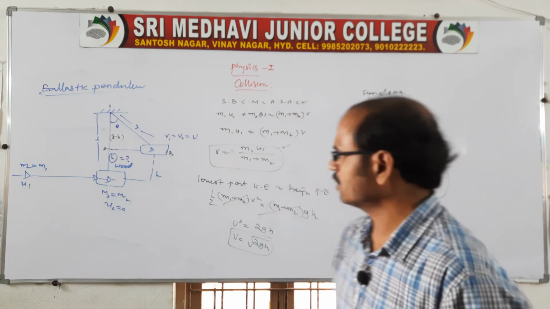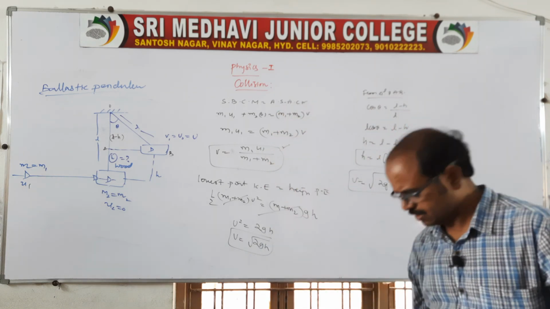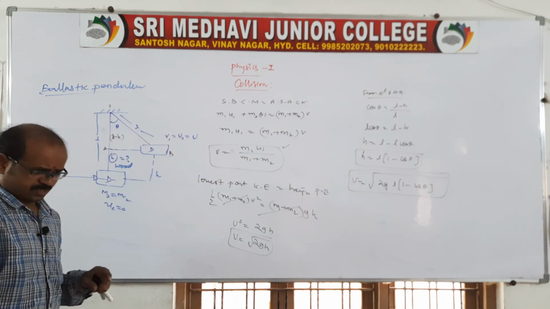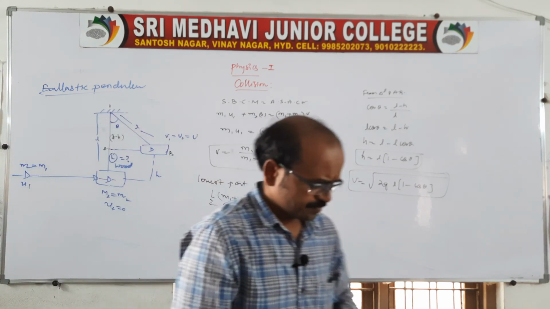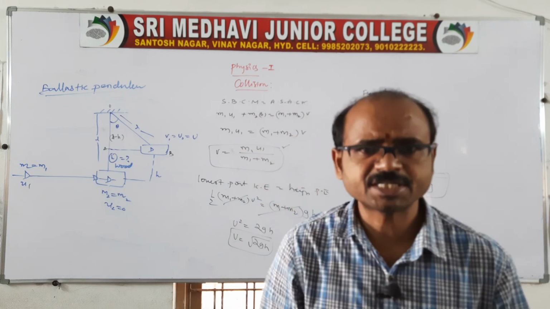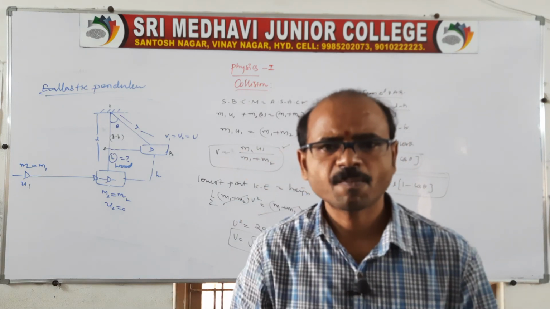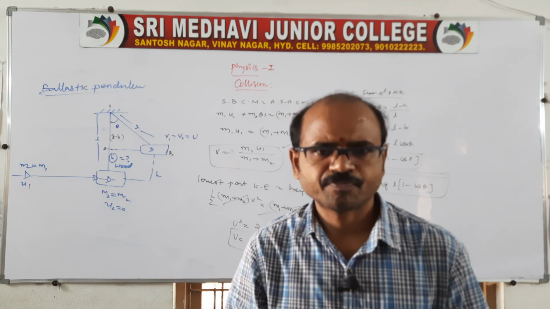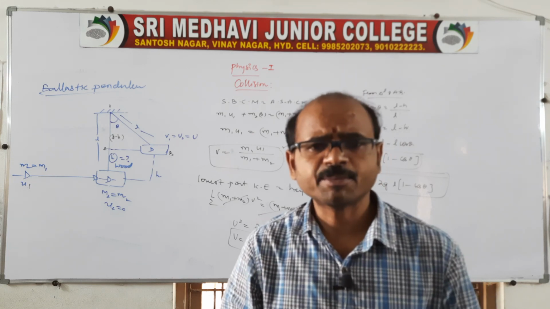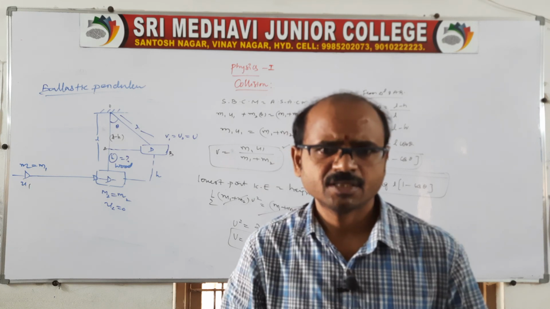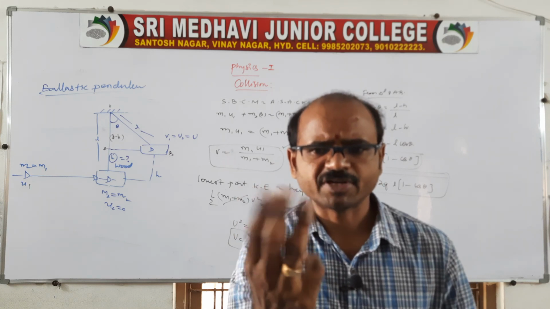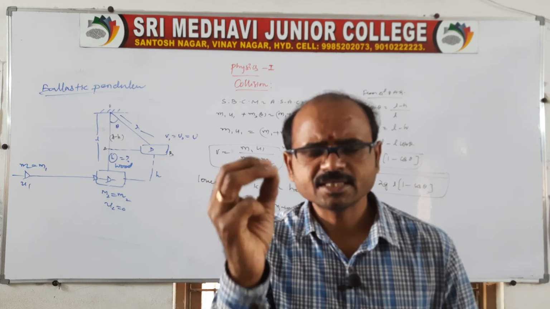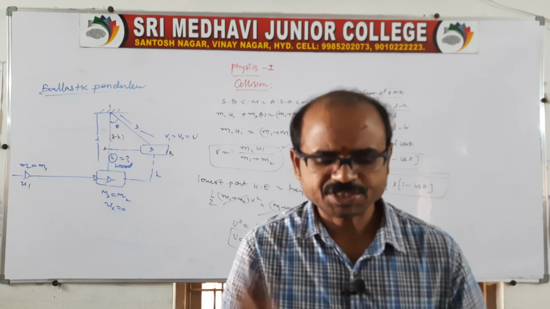Go through all of this which I have explained, related to the one-dimensional elastic collision. Based on the direction, we have two types of collisions: head-on, and oblique or two-dimensional. And based on the momentum and kinetic energy, three types of collisions: elastic, inelastic, and perfectly inelastic. These, related to one dimension, are finished.